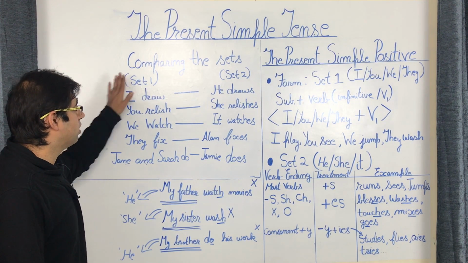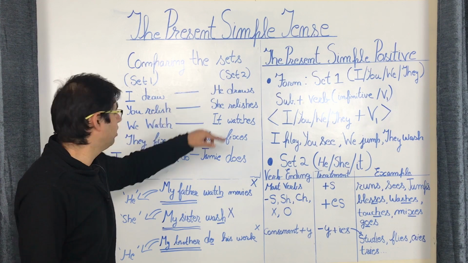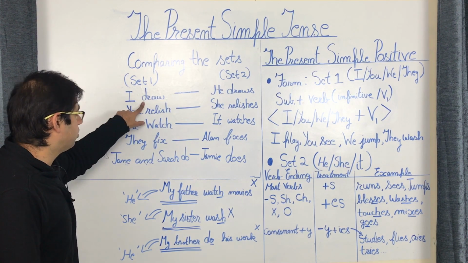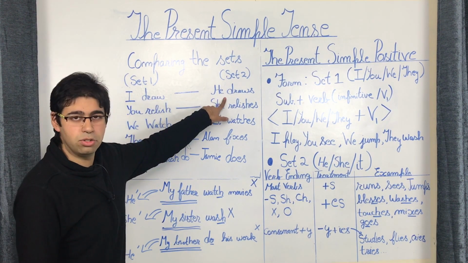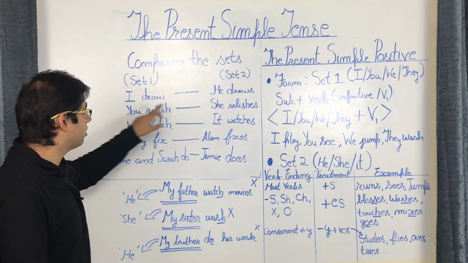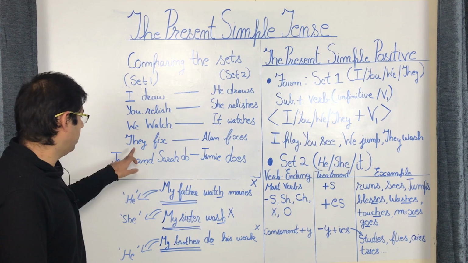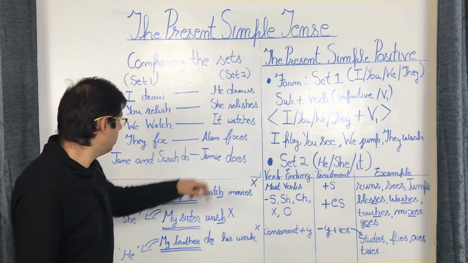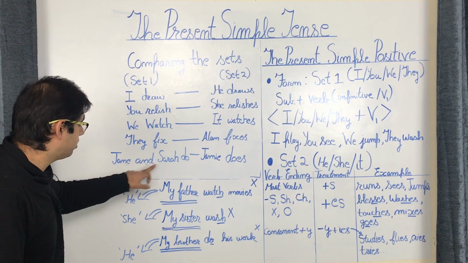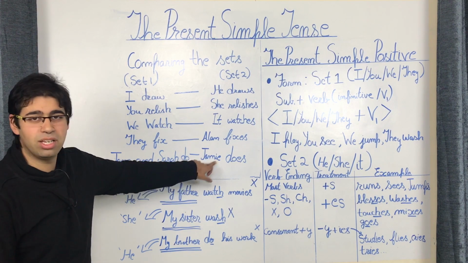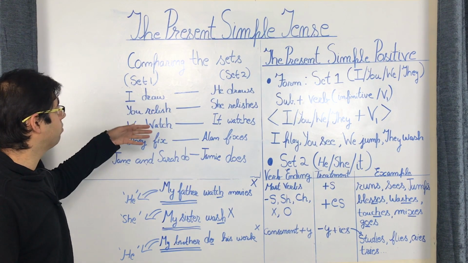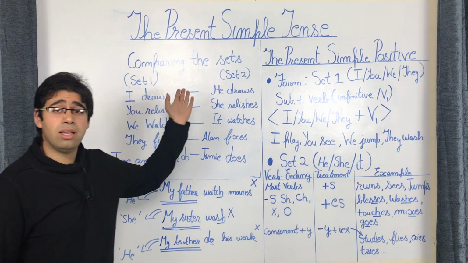You've got set 1 on the left and set 2 on the right. So in set 1, you've got I draw. In set 2, you have he draws. You've got you relish, she relishes. We watch, but it watches. They fix, but Alan fixes. And finally, Jane and Sarah do, but Jamie does. And that's a little comparison for your help between set 1 and set 2.